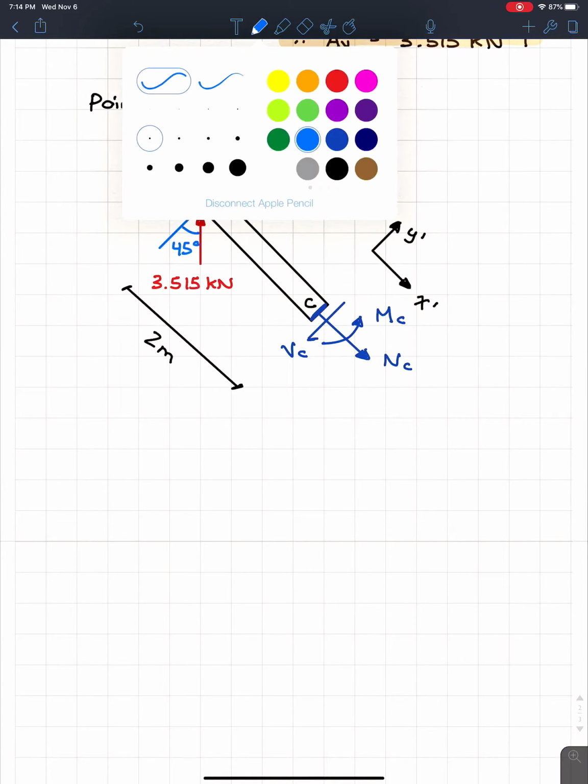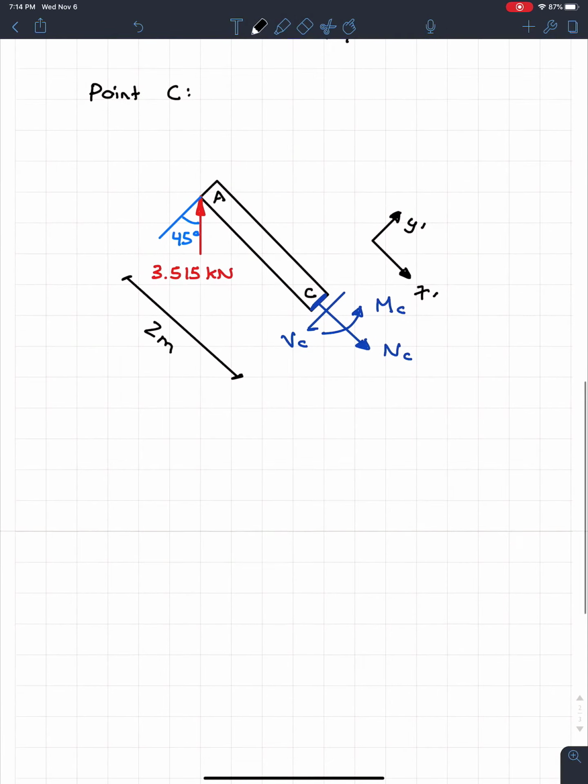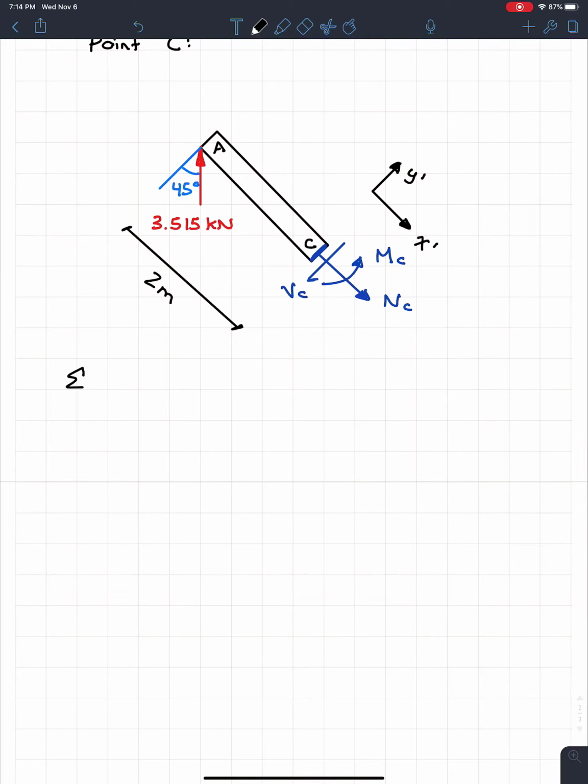Because now what we can do is we can go sum of the forces in x prime equals 0. So remember, when we're solving for internal forces, it doesn't matter which equation you start with because each one is in their own domain. You'll never have one equation with two unknowns. So we can start with sum of the force in x prime equals 0.